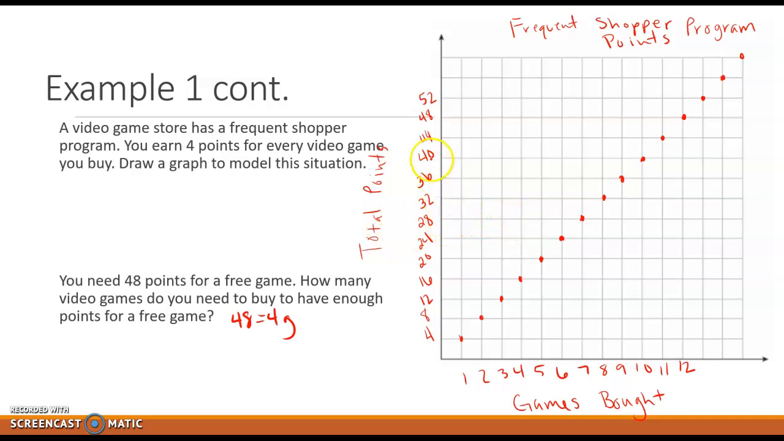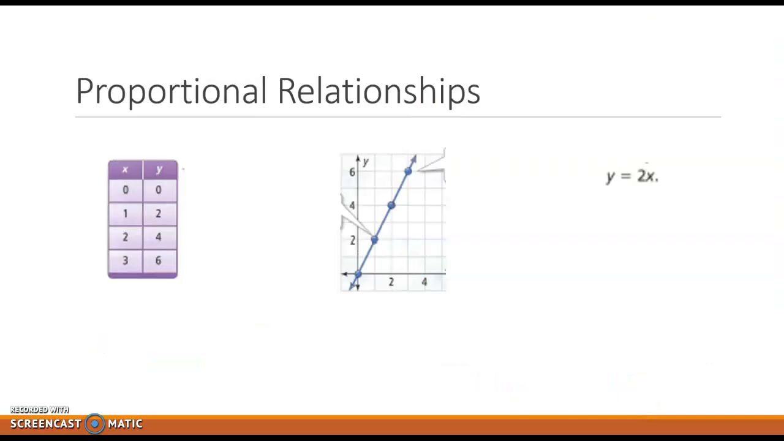But if you have the graph, you can go where you have 48 points and you can come over to the graph, and then I could come down. And so then I need to have bought 12 games. And so that's where we can use the graph to find an answer, or use the graph to fill in a table. I know that my Y value is 48 points. I go to the 48, there's my point, and then I follow it down to what its X value is. Easy enough.